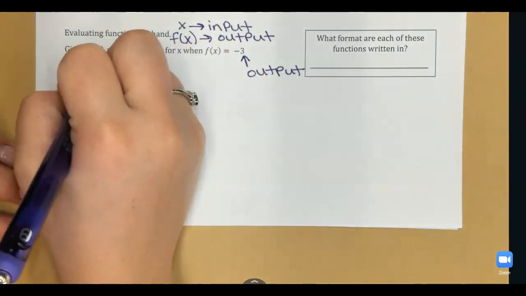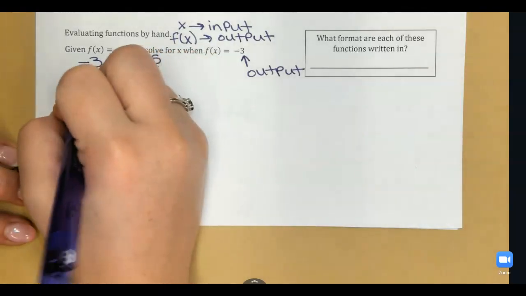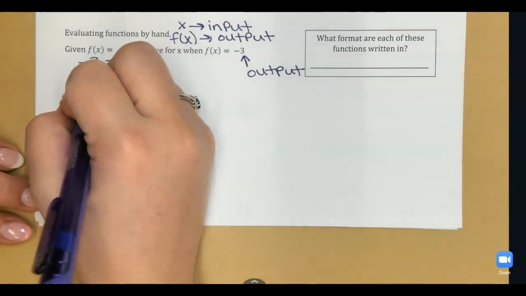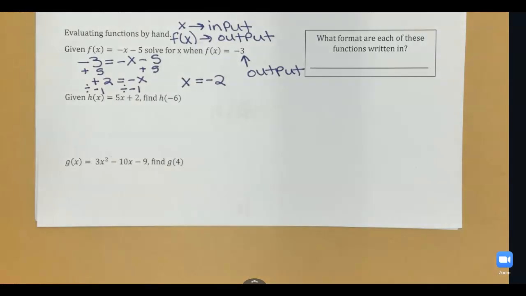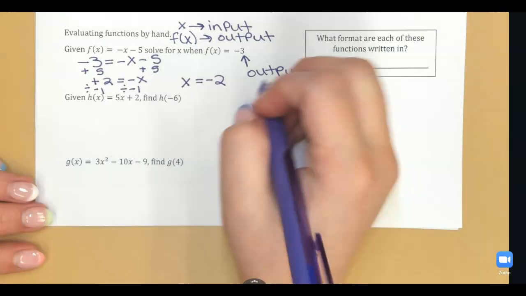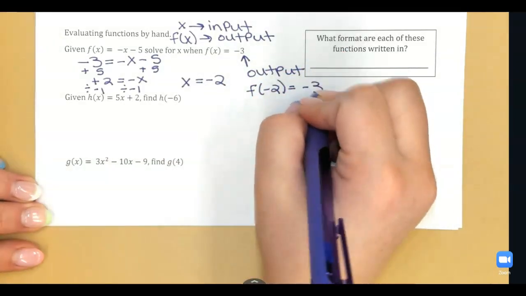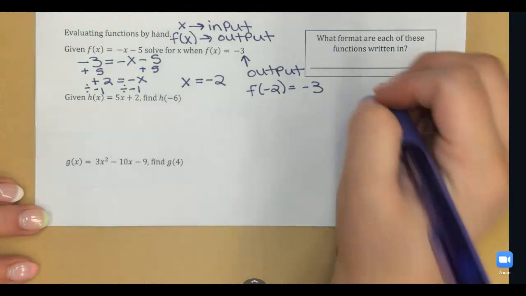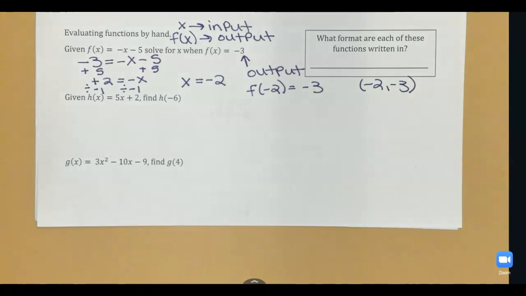Add 5 to both sides. I'm going to divide by -1 to make that positive. Oops, and that should be +2, not -2. And so x is -2. I was given the output and I solved for the input. So f of -2 gives me an output of -3. An input of -2 gives me an output of -3. The ordered pair for that function on my graph would be -2, -3. That would be a point on my graph for that function.